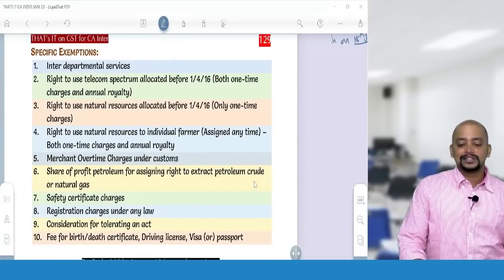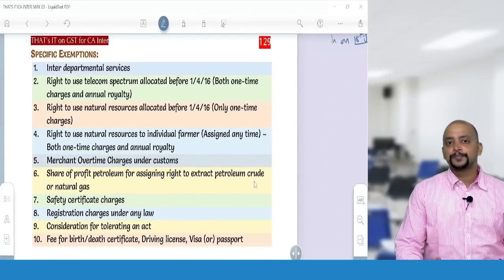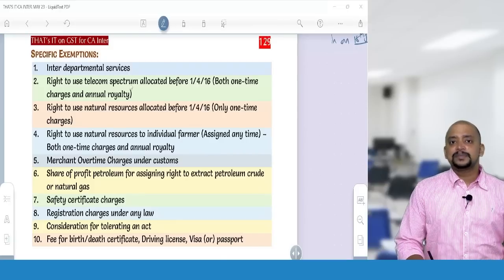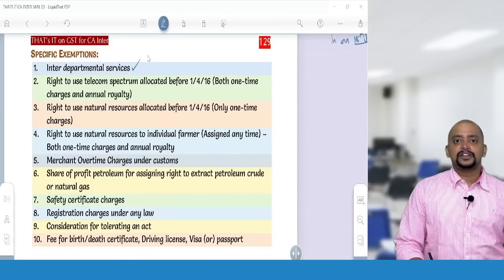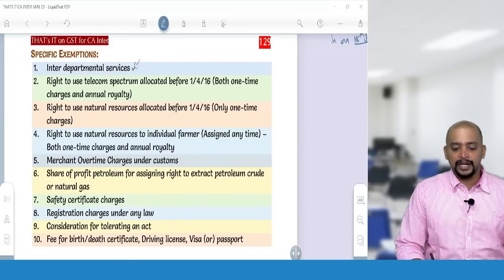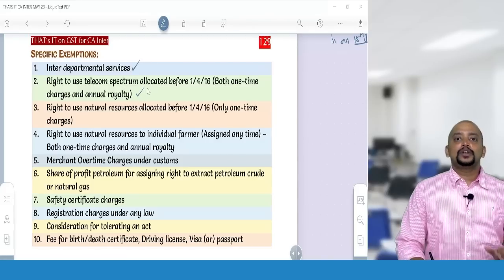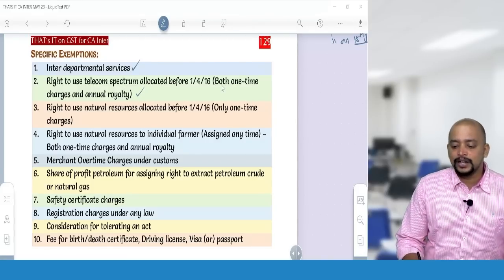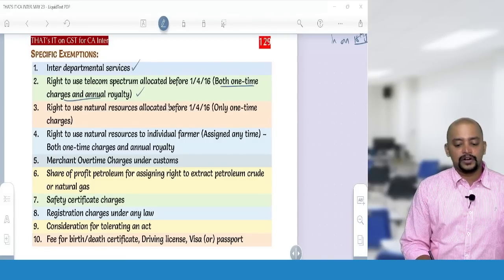So this is the list of those specific exemptions. Like interdepartmental service, from one department of government to another department of the government. Then telecom spectrum allocated before 1/4/2016, both one-time charges and annual royalty.